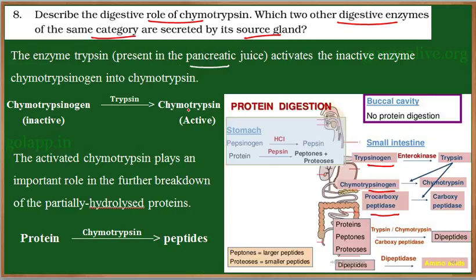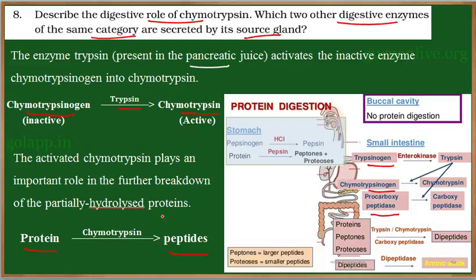So chymotrypsin is the active form. Its inactive form is chymotrypsinogen. This inactive chymotrypsinogen is converted to its active form by the enzyme trypsin. Once trypsin gets activated, it activates the other inactive enzymes such as chymotrypsinogen and procarboxypeptidase. Now once chymotrypsin is active, it acts upon the protein and breaks the protein into peptides.